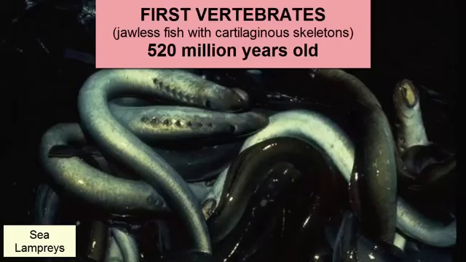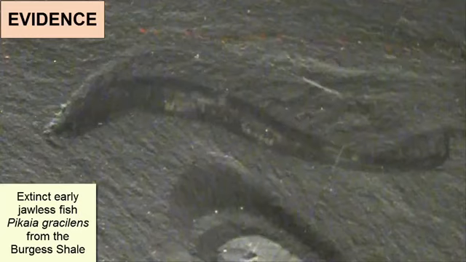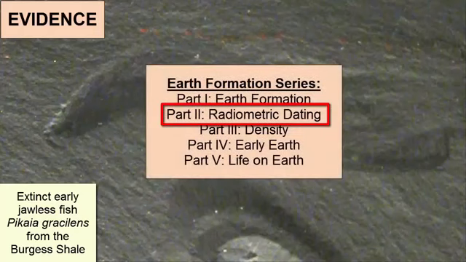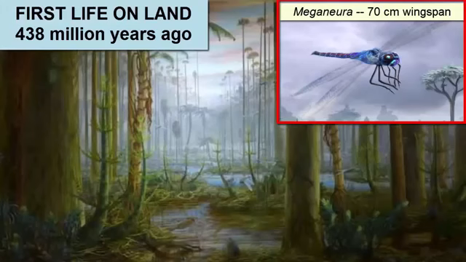The first vertebrates, jawless fish with cartilaginous skeletons, evolved about 520 million years ago. Again, the evidence for this timeline comes from fossils we find in rocks that we date through radiometric dating. Watch the video tutorial on radiometric dating for more information on that process. 438 million years ago is our first evidence of organisms moving onto land, including the first plants and insects.